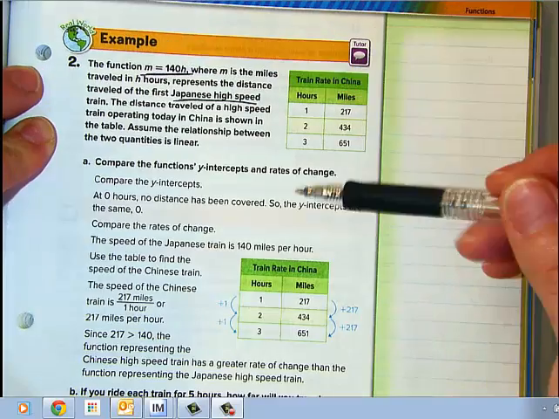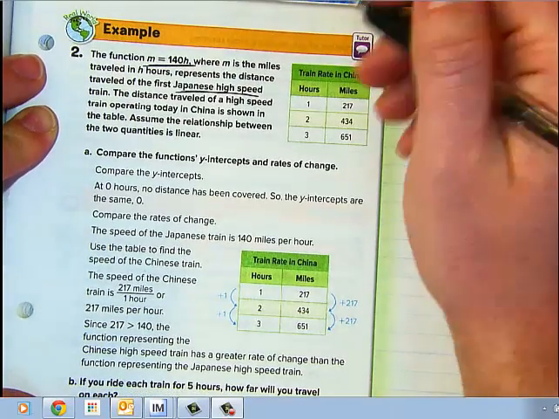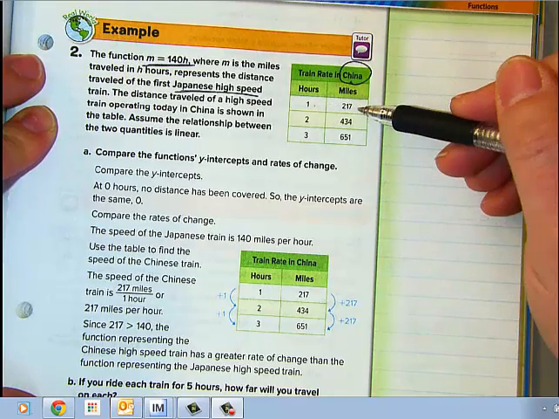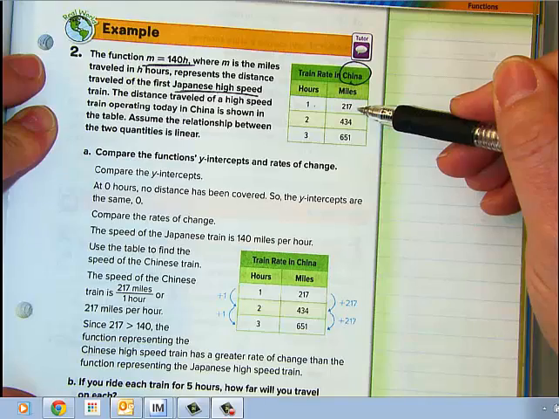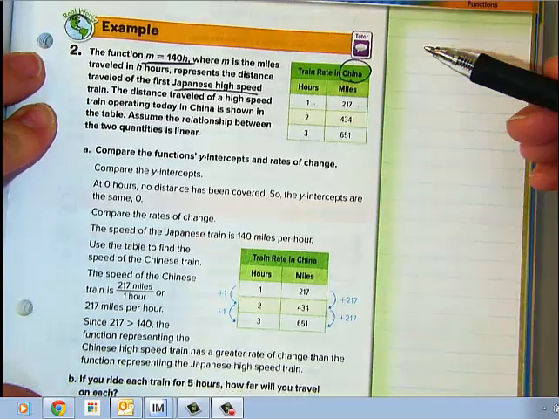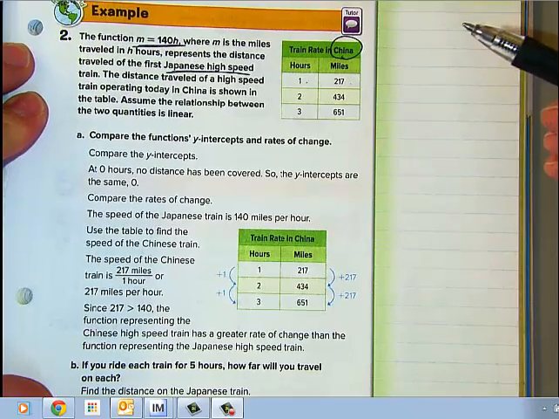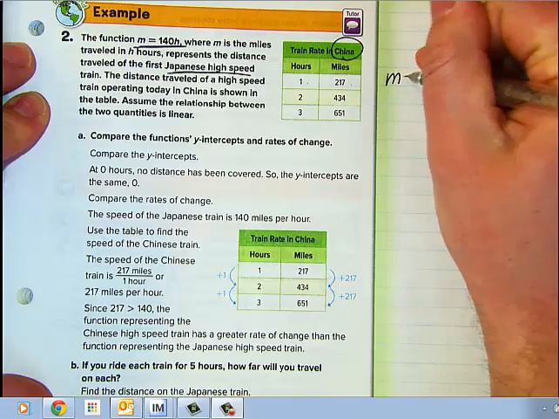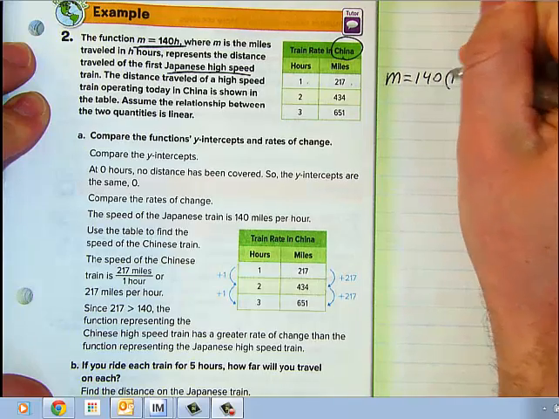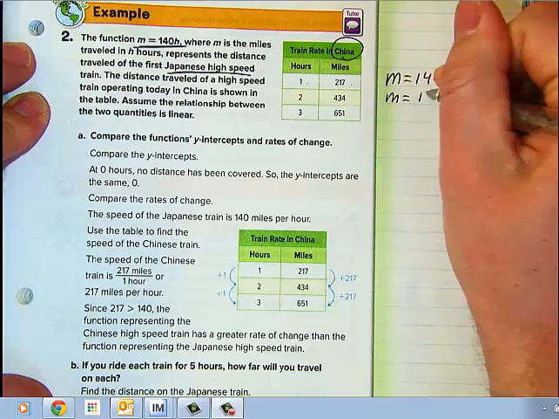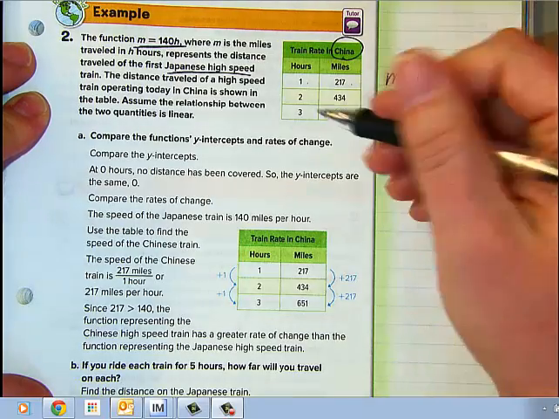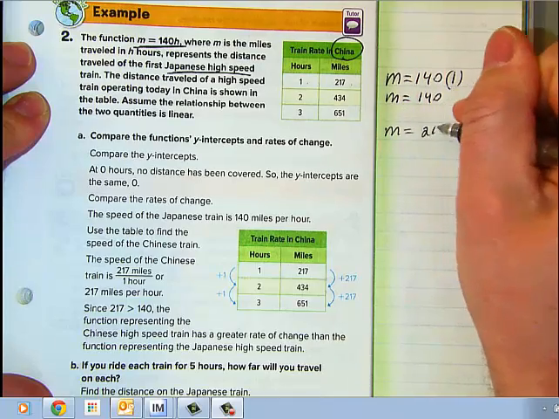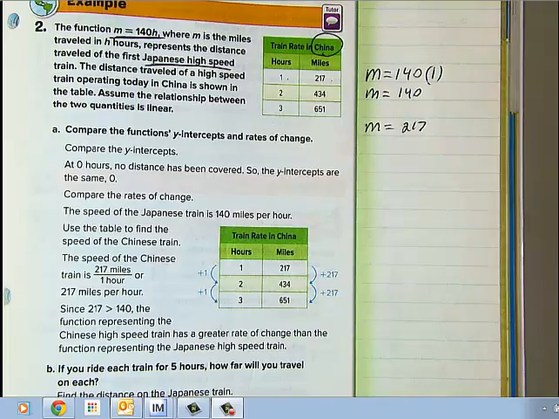All right. Then we have a second train over here. This is a Chinese train, and here are its hours. It travels 217 miles in 1 hour. So it's simply asking, hey, which one gets better mileage? And you can tell right here, right away, that if you use your formula, just plug in a 1 for h, you know the Japanese train only gets 140 miles in an hour, while the Chinese train from the table gets its mileage at 217. So you just need to make a sentence stating that.